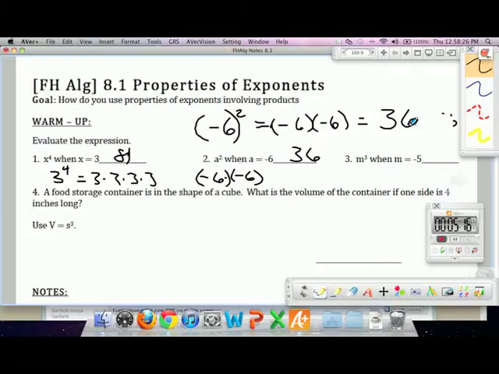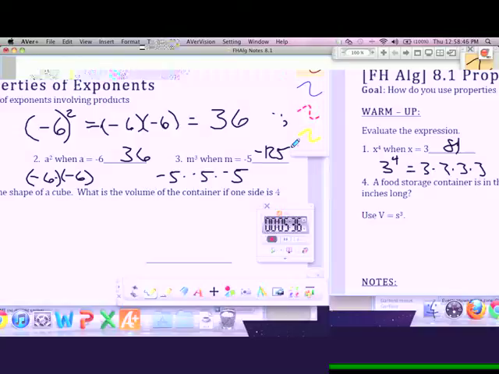Okay. m to the third, when m is negative 5. Most of you, if you did it by hand, correctly said it's negative 5 times negative 5 times negative 5. Negative times negative is a positive 25. Positive 25 times negative 5 is negative 125. Okay.